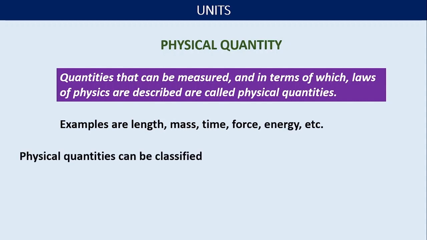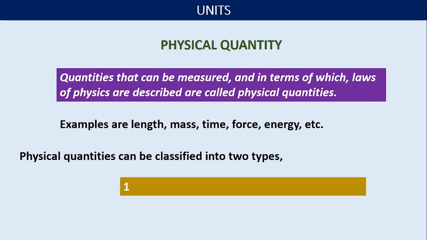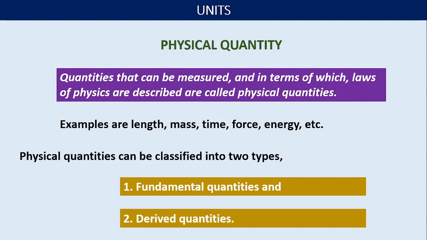Physical quantities can be classified into two types. One, the fundamental quantities, next, derived quantities. Let us learn about these fundamental quantities and derived quantities. Before that, let us learn the unit.